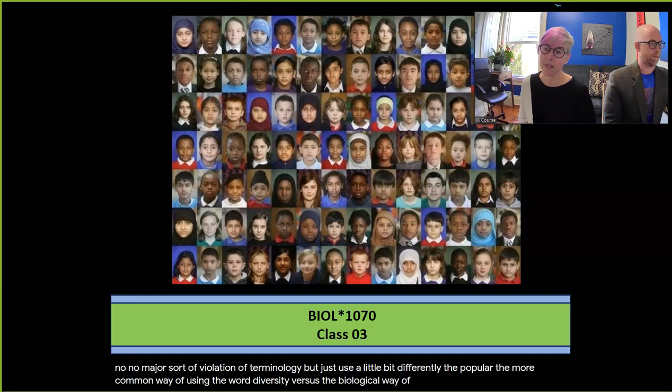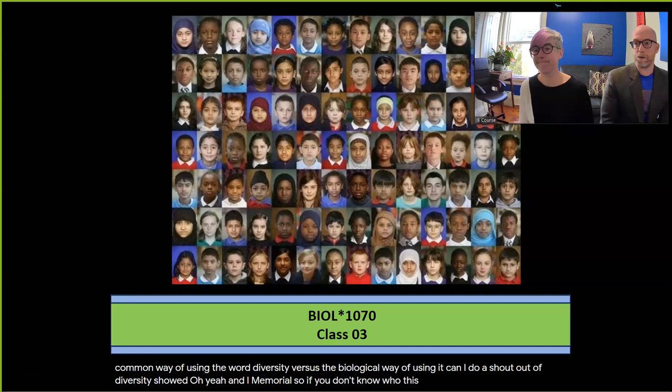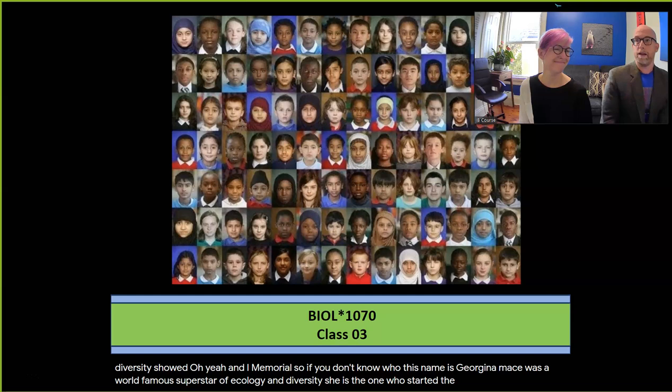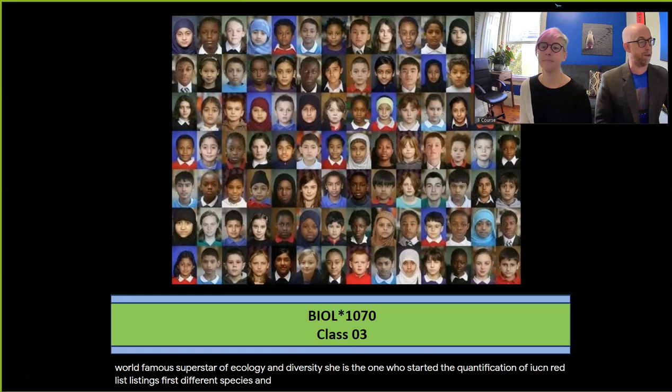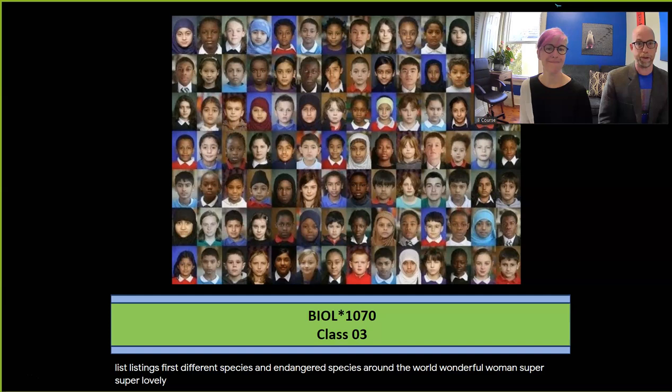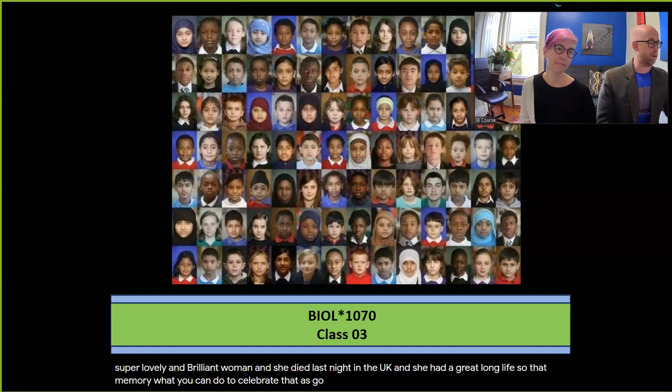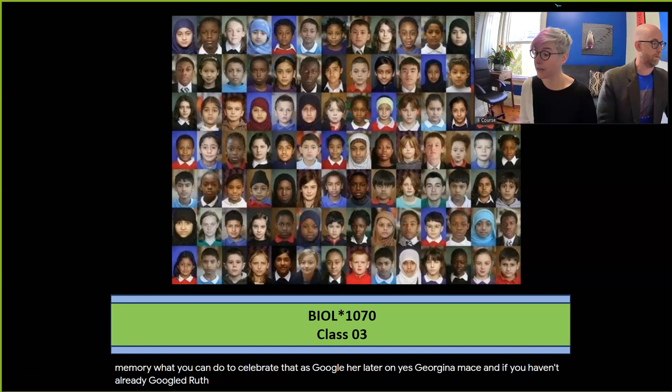Can I do a diversity shout out? And a memorial. If you don't know who this name is, Georgina Mace was a world famous superstar of ecology and diversity. She is the one who started the quantification of IUCN red list listings for endangered species around the world. A wonderful, lovely and brilliant woman, and she died last night in the UK. She had a great long life, so her memory is a blessing, but we don't have Georgina Mace anymore. So to celebrate that, Google her later on. And if you haven't already Googled Ruth Bader Ginsburg, please learn about her life and the incredible change that she has made in the world.